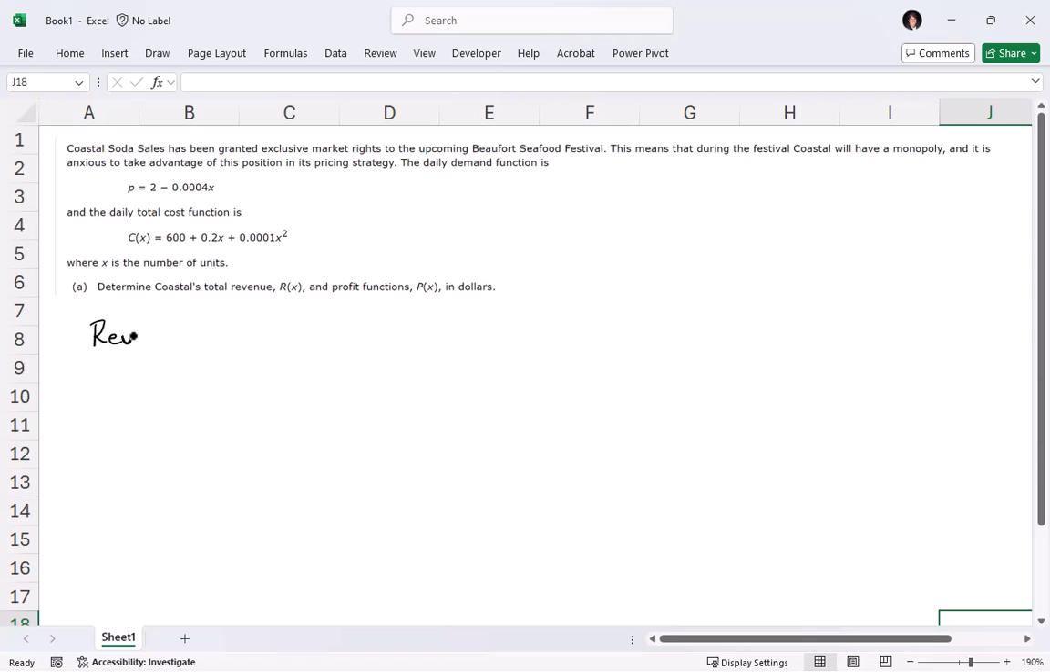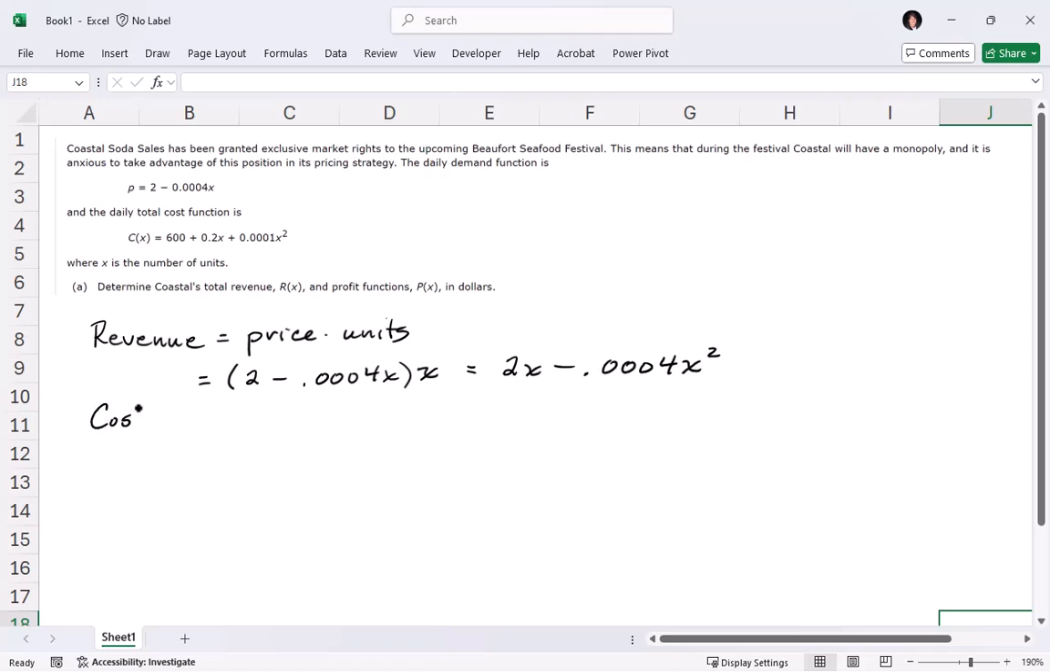So revenue is price times units. That's price, which we have an equation for, times units, which is x, which means the revenue function would be 2x minus 0.0004 x squared. And then, of course, we have a cost function given, 600 plus 0.2x plus 0.0001 x squared. What would the profit function be?